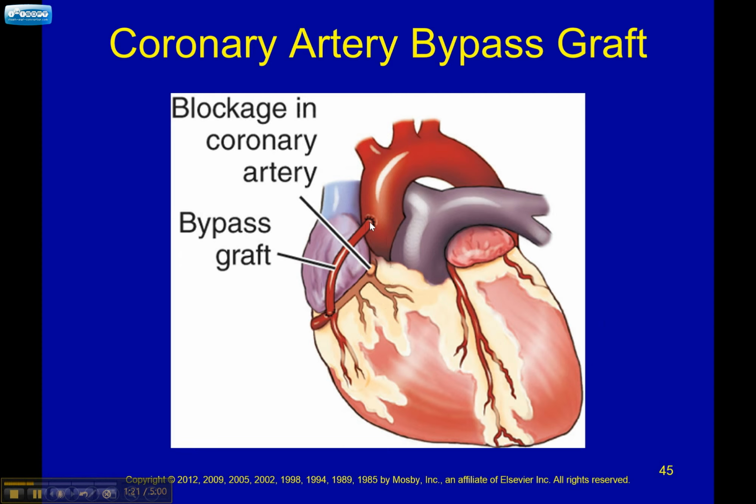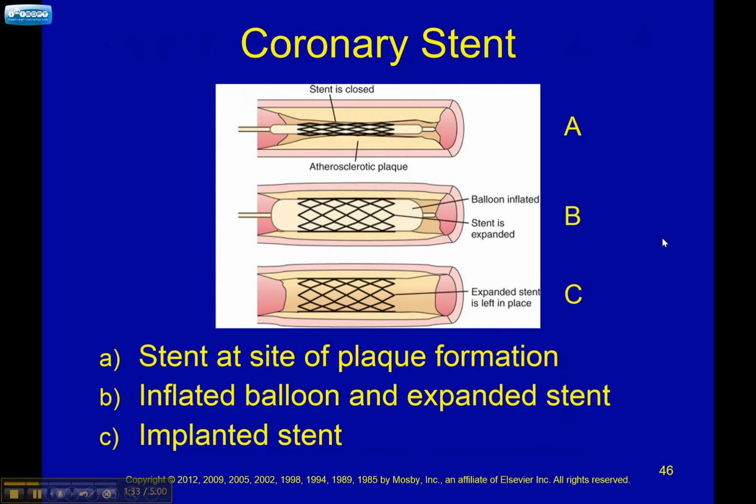If a person has a double bypass, that would mean that there's more than one. That would mean there are two blockages. A triple bypass, three, and a quadruple bypass is someone who's had four blockages all repaired at the same time.